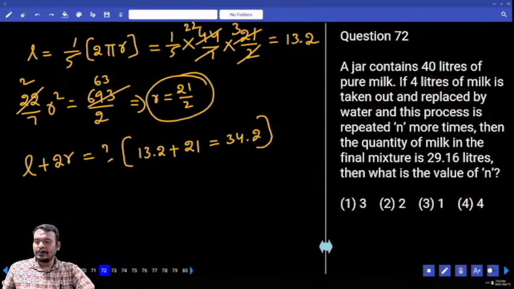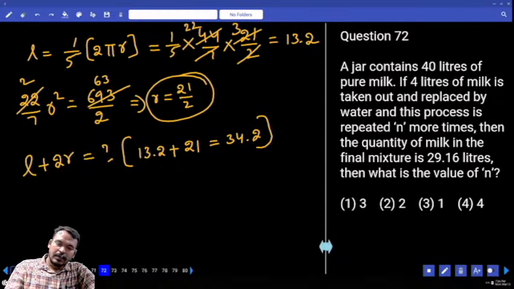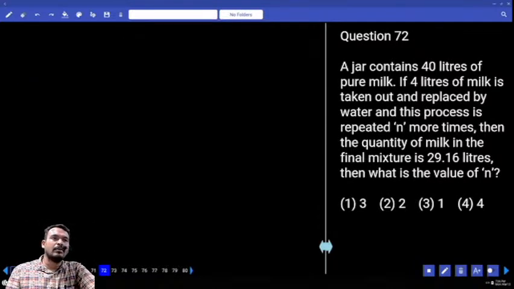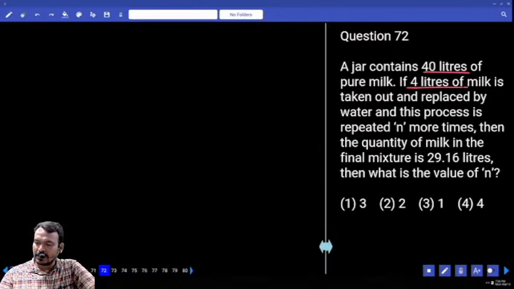A jar contains 40 liters of pure milk. If 4 liters of milk is taken out and replaced by water and this process is repeated n more times, then the quantity of milk in the final mixture is 29.16 liters. Then what is the value of n? Every time out of 40 liters, how many liters are taken? 4 liters are taken.